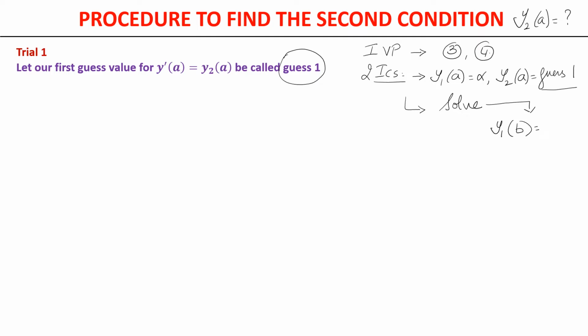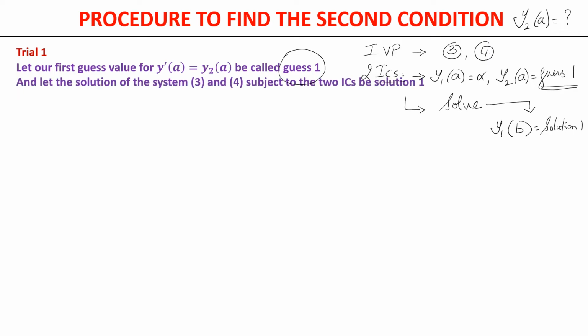So by taking the guess value as guess 1 for y2 of a, am I getting beta for y1 of b? That is my check. Assuming that I don't get beta directly, but I get solution 1, because it's a very hard thing to guess the value exactly in order to get the second boundary condition satisfied. So let me assume that for the guess that I am making, the value of y1 of b is solution 1.